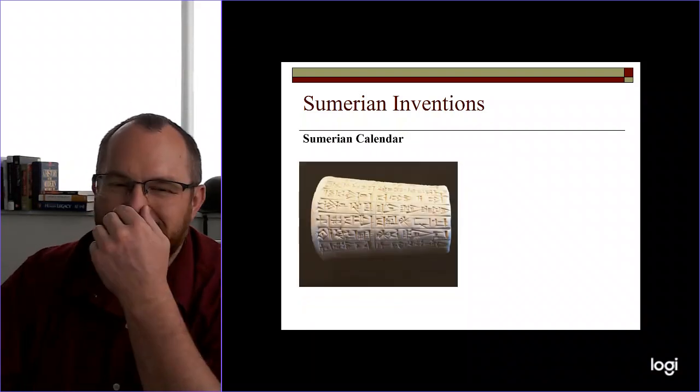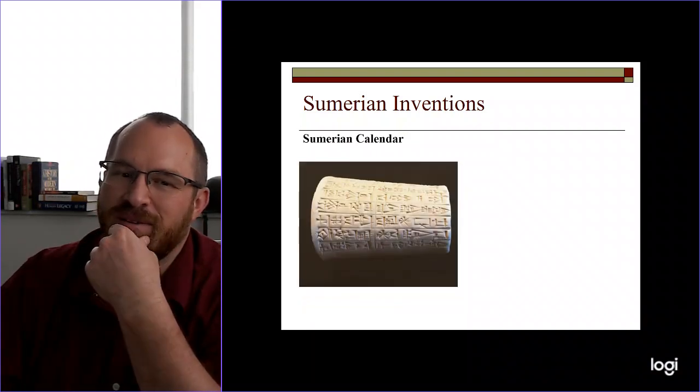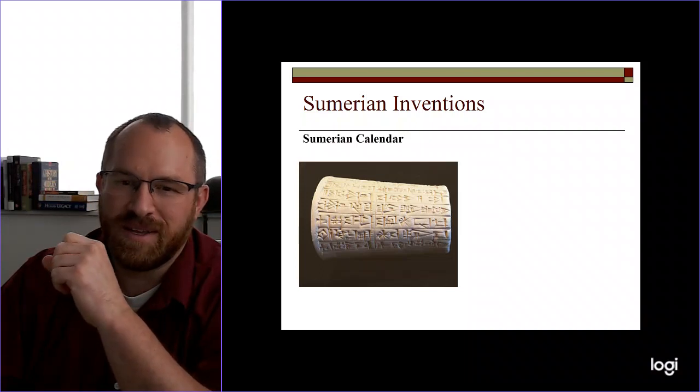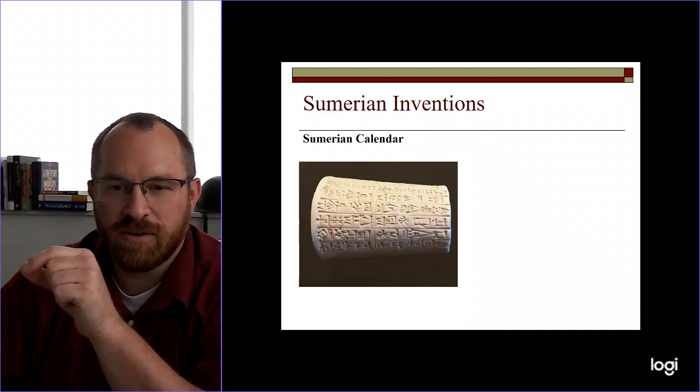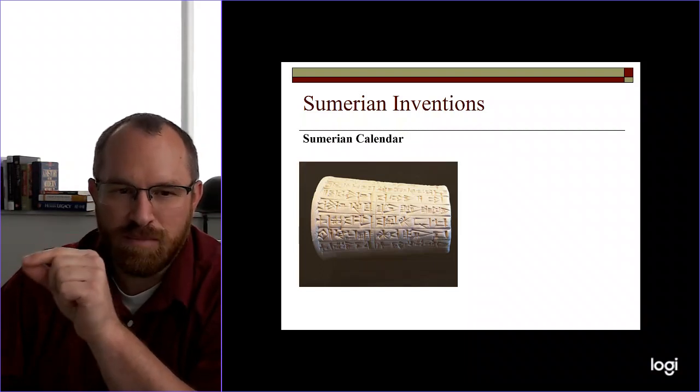Now, the next thing, the calendar system. Earlier it said the 12-month calendar. That was incorrect, by the way, and you can fix your notes if you'd like to. The 12-month calendar is what we use today, and yes, our 12-month calendar today is based off of the original Sumerian 10-month calendar.